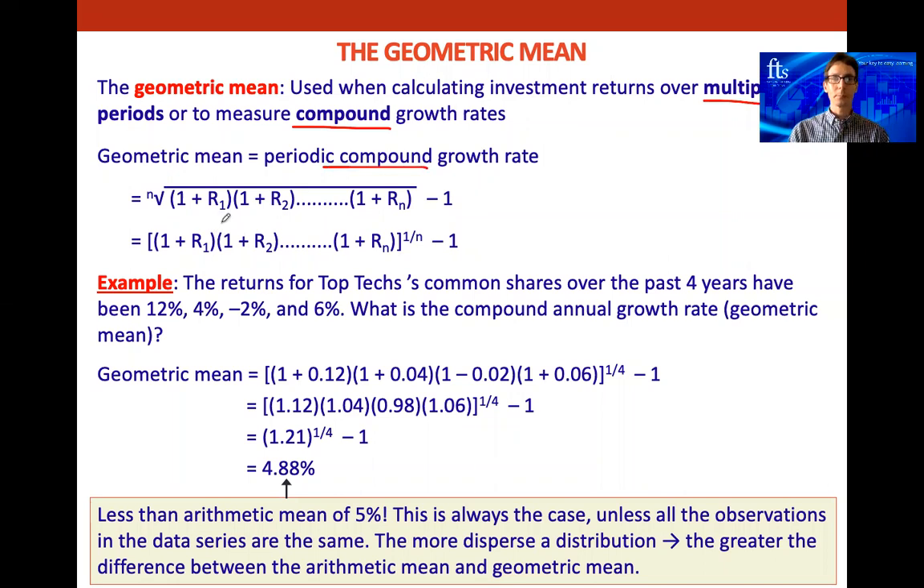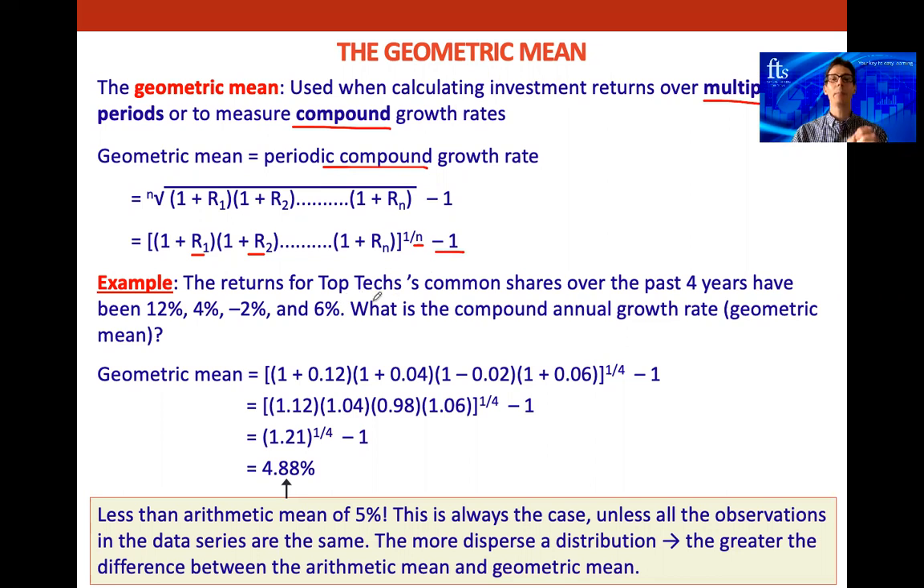What we do is we take each and every year's return and add 1 to it, then multiply them all together, and then take the applicable root. But we don't have to worry too much about this, because we're just going to look at this version, where we take each and every return, add 1 to it, and then put it to the power of 1 over n, which is the number of years that we've got. And then once we've done all of that, subtract 1. So let's try the example and we'll see how it works.